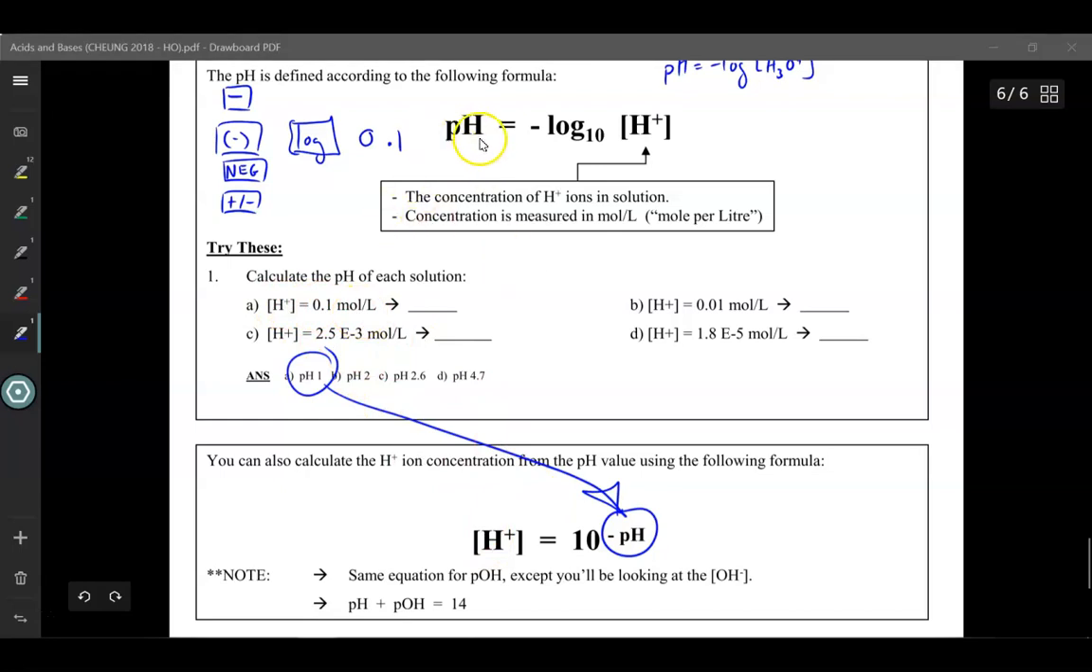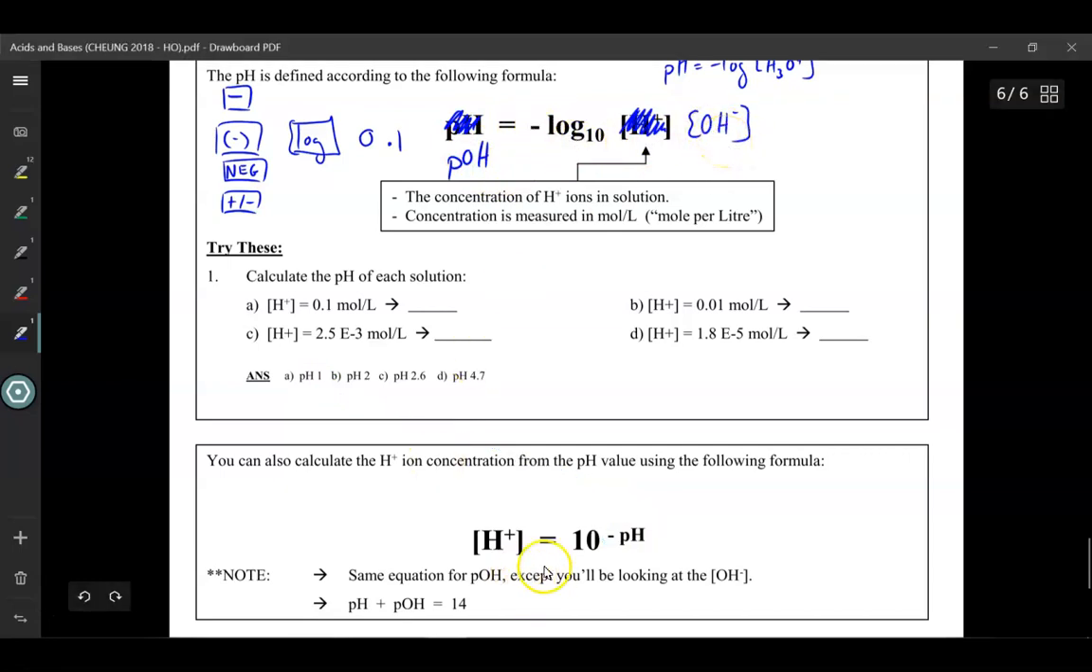Now, just as there is a pH scale, there's also a pOH scale. The equations are still the same, but instead of negative logarithm of the H+ concentration, pOH is the negative logarithm of the hydroxide concentration. Same down here, the hydroxide concentration is 10 to the power of negative pOH instead.